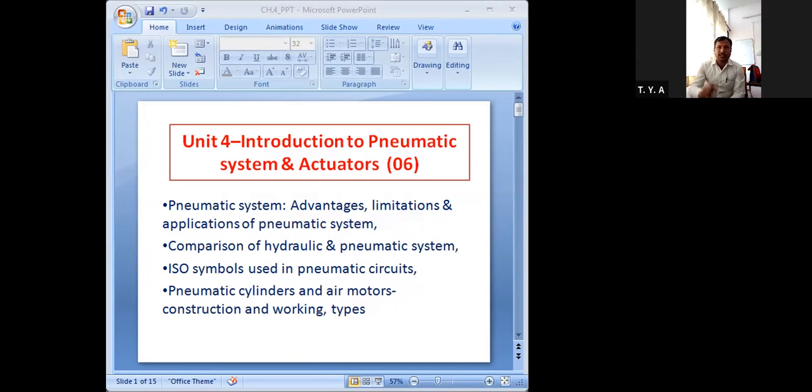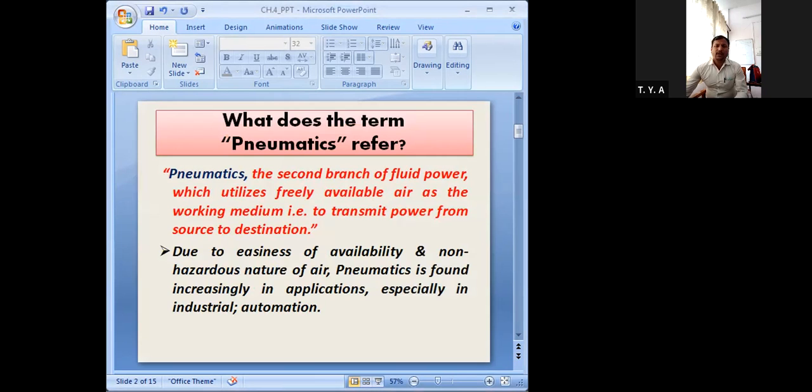Now let us start with the basic. That is, what does the term pneumatic mean, or what is meant by pneumatic?